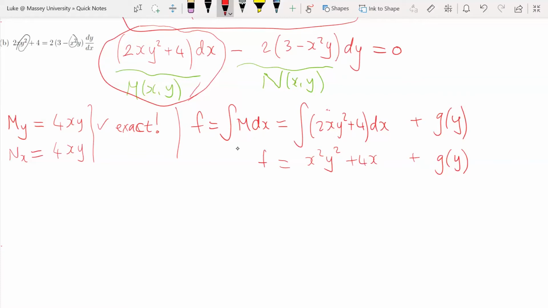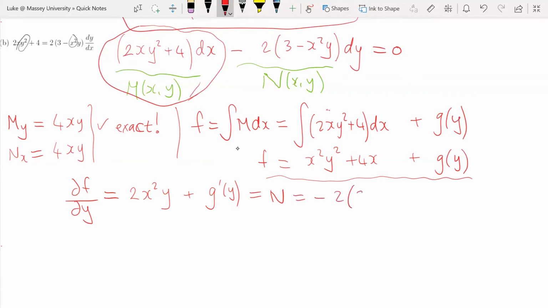Okay, so now I want to take the partial derivative of f with respect to y, because that is equal to N, we know. If I take the partial derivative of this thing that I just derived with respect to y, I get 2x squared y. The 4x disappears because it's a constant in terms of y. But g is a function of y, so we must take a partial derivative of g with respect to y. And we know that this equals N, right? Because the partial derivative of this function f with respect to y is always equal to N. And N I can write as negative 2 times 3 minus x squared y.